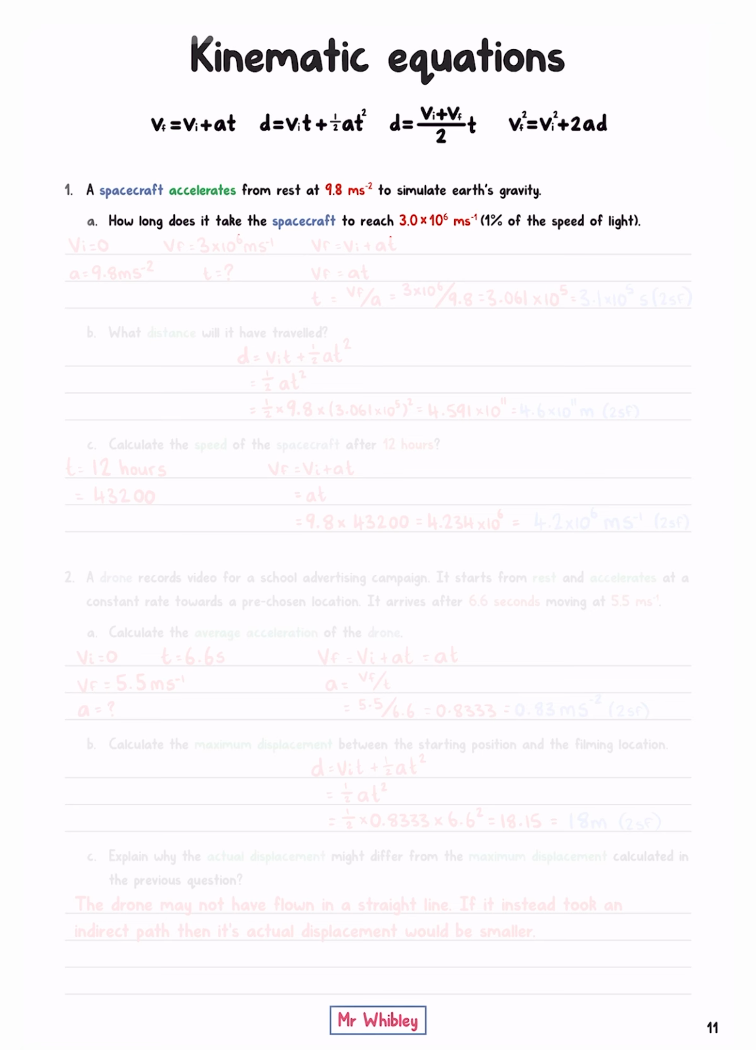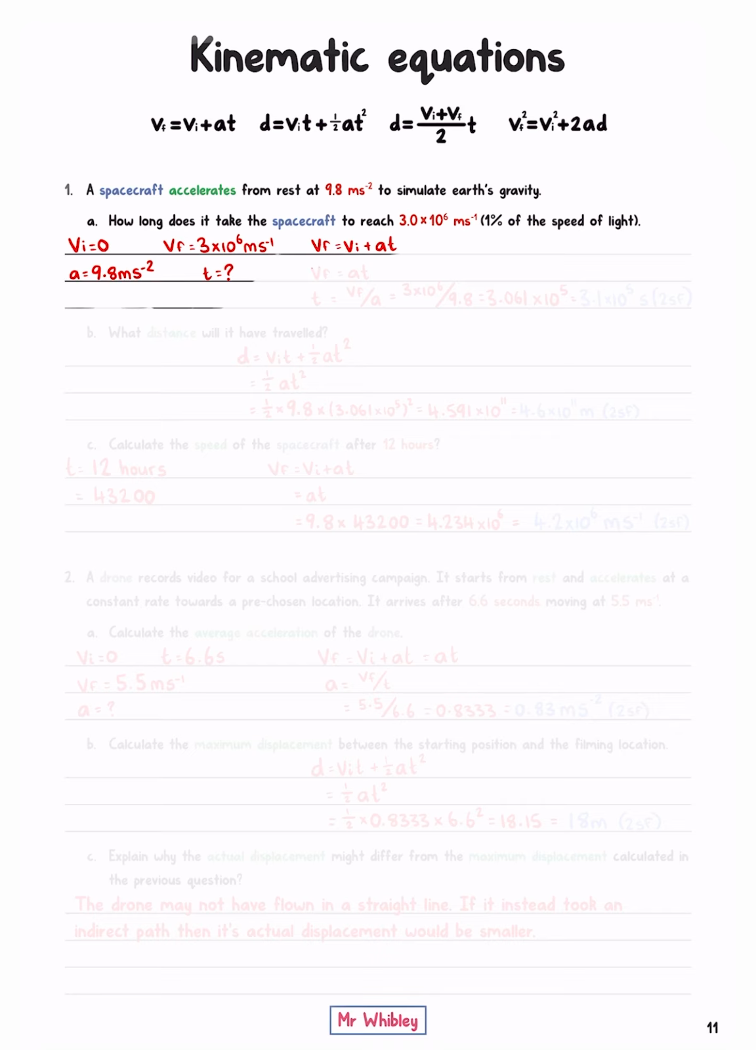Because we're accelerating from rest, our initial velocity is 0. We know our acceleration is 9.8. Our final velocity is 3 times 10 to the 6. And time is what we're trying to find. The one thing we don't care about and we don't have is our distance. So we choose the equation that doesn't have distance, which is this one here.